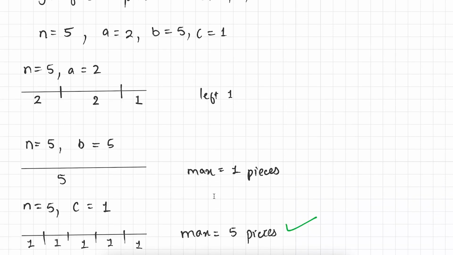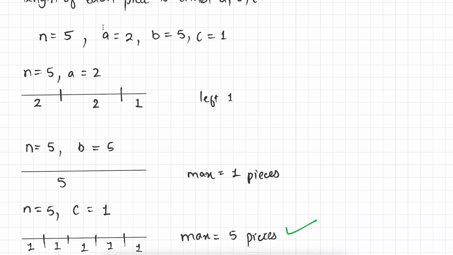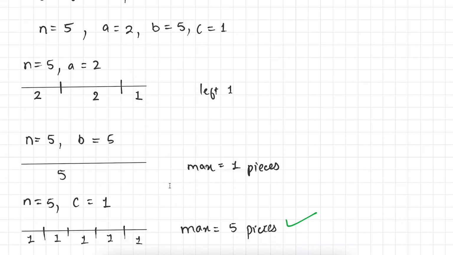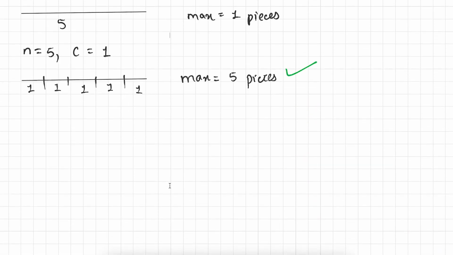In this problem it is not compulsory that we cut all the pieces of size 2, or only 5, or only 1. You can cut one piece of size 2, a second piece of size 5 and a third piece of size 1. I took this example just for the sake of understanding this problem. So I hope guys now you understood this problem really well.